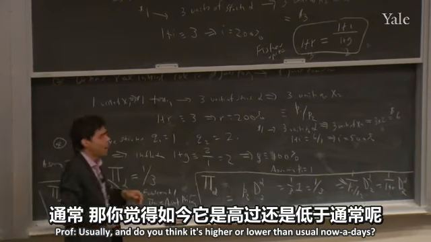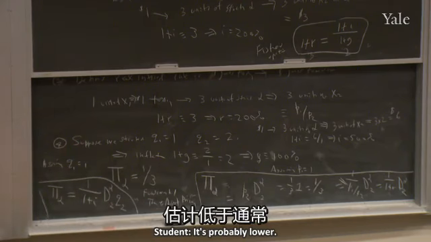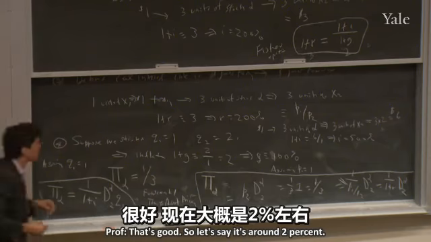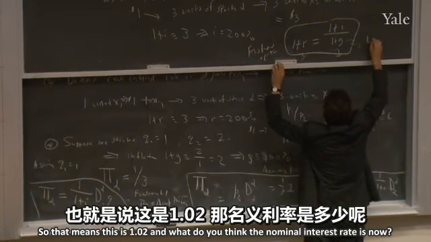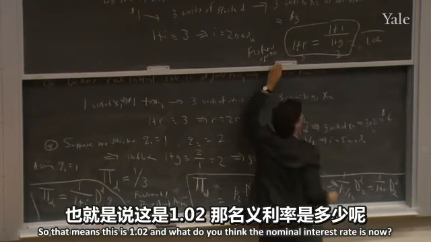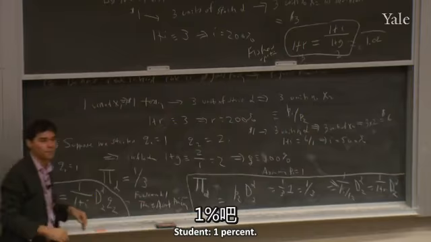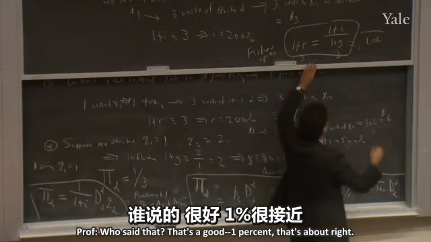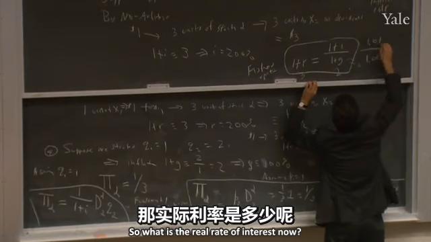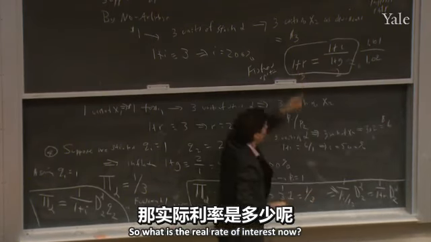Usually. And do you think it's higher or lower than usual nowadays? It's probably lower. Okay, that's good. So let's say inflation is around 2%. So that means this is 1.02. And what do you think the nominal interest rate is now? That's a good 1%. Okay, that's about right. So what is the real rate of interest now?